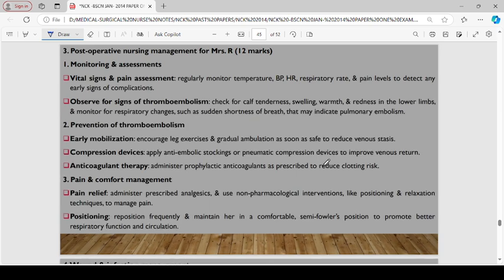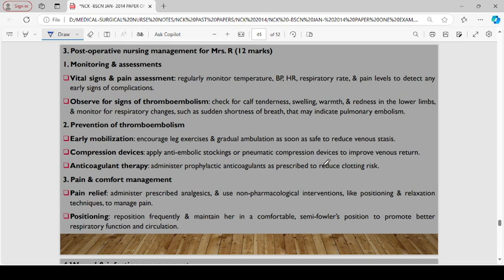As for the post-operative nursing management, you monitor her vital signs and assess pain and also rule out signs of thromboembolism. You also look at prevention of thromboembolism, so encouraging leg exercise and gradual ambulation, applying anti-embolic stockings or pneumatic compression devices to improve venous return, and then administering prophylactic anticoagulants as prescribed to reduce clotting risk.